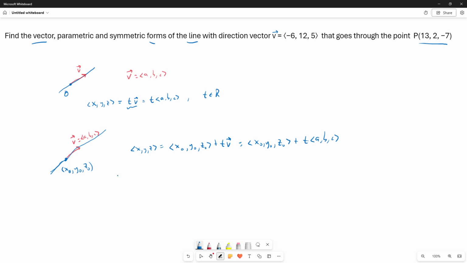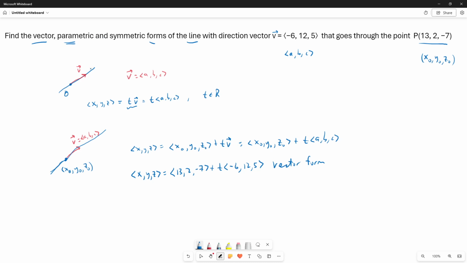So for our line, we just substitute these details in. The point is (x0, y0, z0), and the vector is <a, b, c>. So our line in vector form is (x, y, z) equals <13, 2, -7> plus t times vector v, which is <-6, 12, 5>. So there's the vector form.